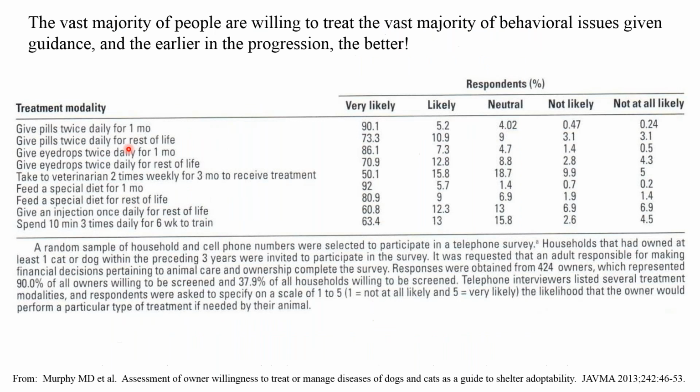In the same study, when they asked, what would you be willing to do for a dog? Basically, everybody said, well, I'll give it eye drops, I'll give it pills, I'll take it to a vet, I'll feed it a special diet for a month. They'll do all these things. So having a behavioral condition or having a special needs condition isn't an impediment per se to adoption.